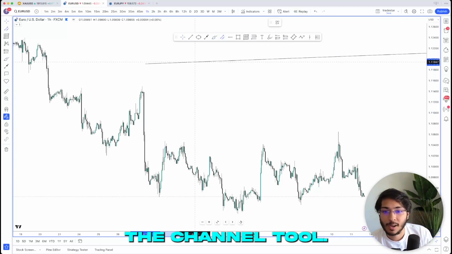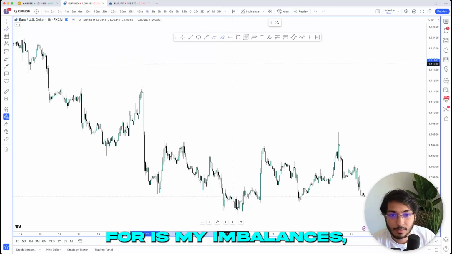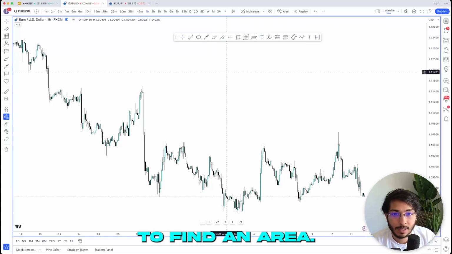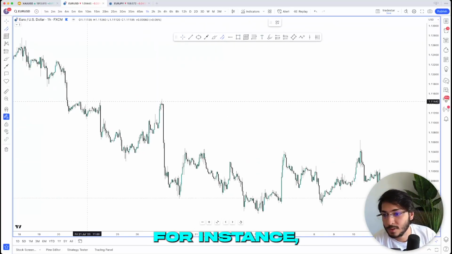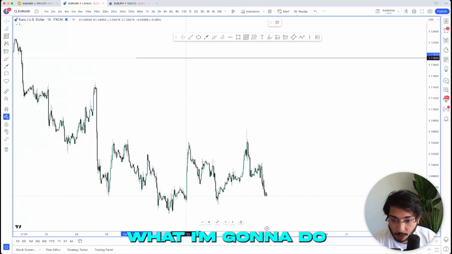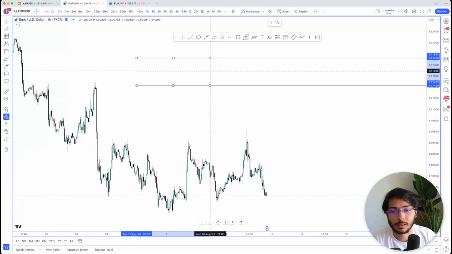Now, here's the channel tool. What I like to use the channel tool for is my imbalances, right? So what you're going to do is find an area where there may be an imbalance. For instance, let's just quickly go through this. What I'm going to do is hold shift, I'm going to click, and then I'm going to click.